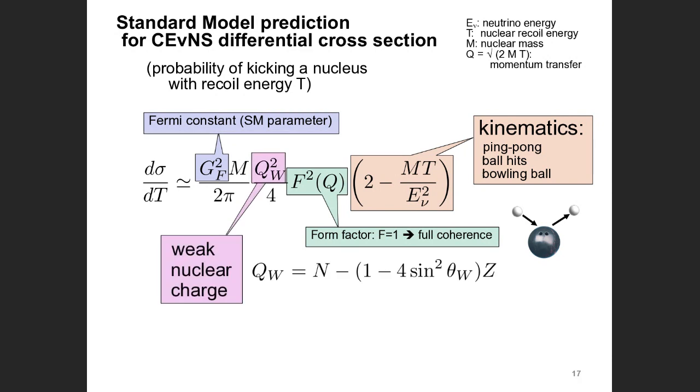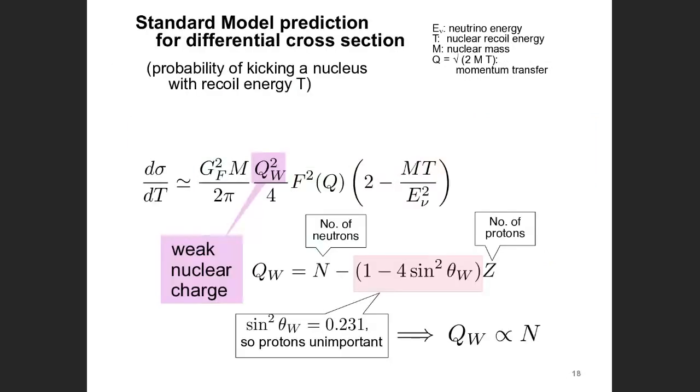And this quantity here is the weak nuclear charge, which can also be written like this, where N is the number of neutrons in a nucleus. This is the coefficient. Z is the number of protons in a nucleus. This coefficient here, if sine squared theta_W, that's another standard model parameter, that's about 1/4. If you multiply that by 4, you get about 1. 1 minus 1 is about 0. And so this coefficient is small, which tells you that this weak charge is approximately proportional to the number of neutrons. It doesn't really care very much about the number of protons in the nucleus. The neutrino is not really seeing the protons, it's seeing mostly the neutrons.